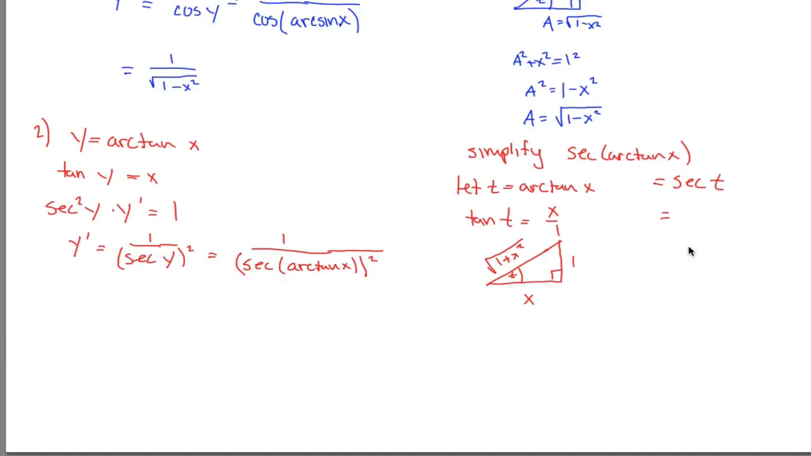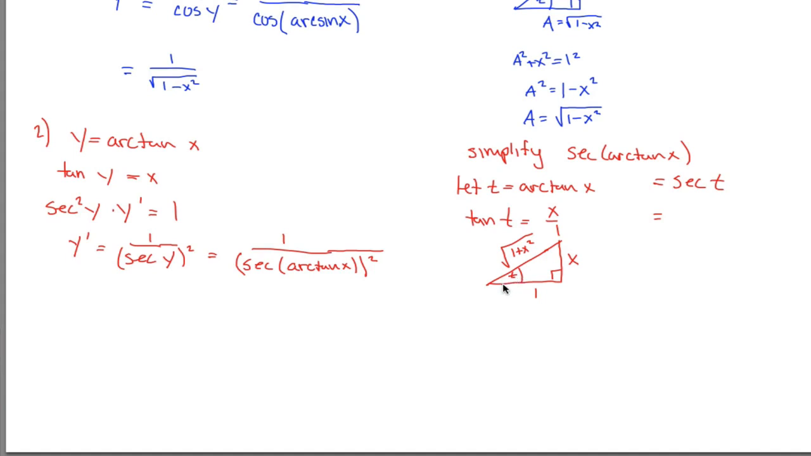Wait a minute. I drew my picture wrong. Tangent of t equals x over 1. Tangent is opposite over adjacent. So the opposite side should be the x and the adjacent should be the 1. Turns out that doesn't change what I found here. This is still 1 plus x squared because this squared plus this squared has to equal this squared. But that'll change over here when I'm trying to figure out the secant of t.